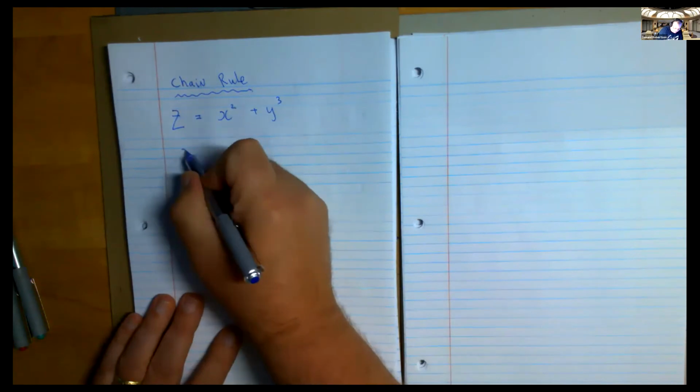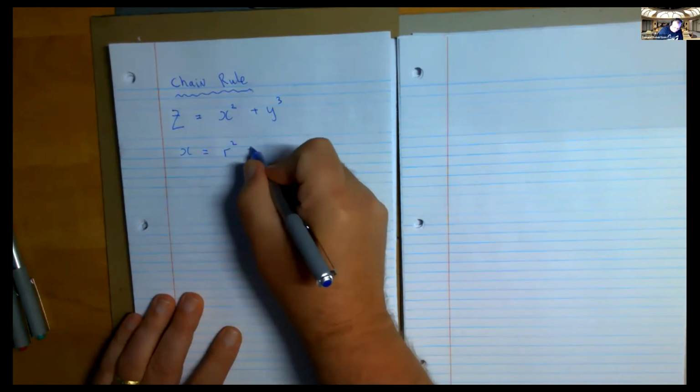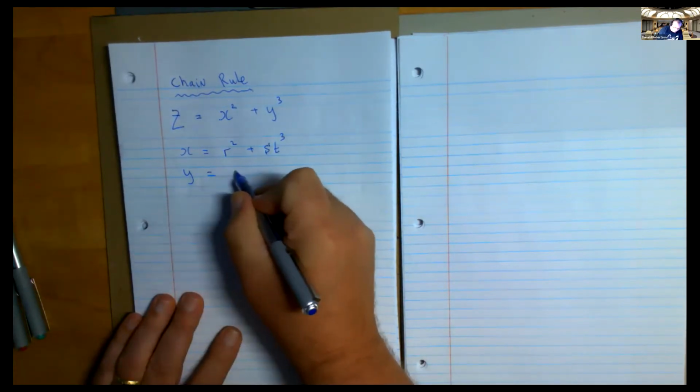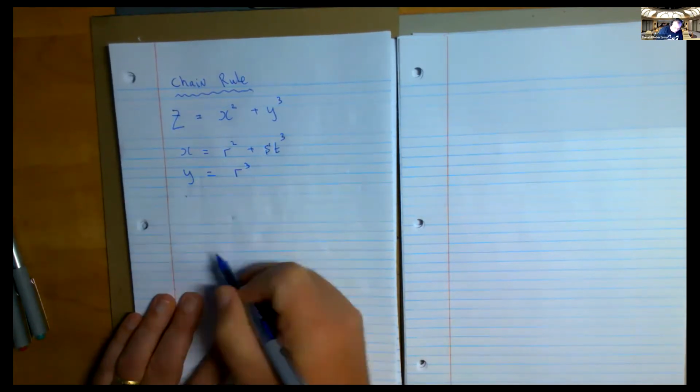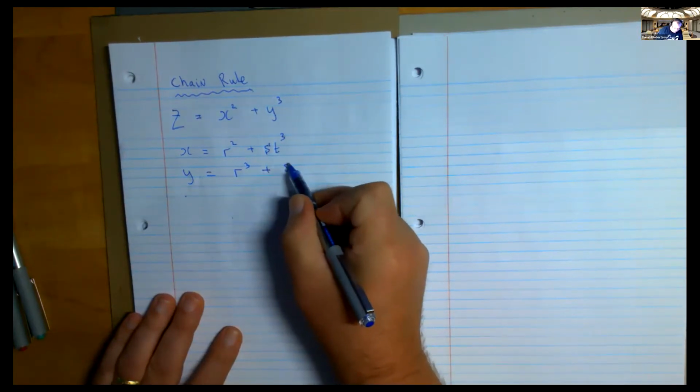There is z as a function of x and y. And this time, x is going to be a function of three variables: r squared plus s t cubed. y is going to be just r cubed. I'll put in an s. There.